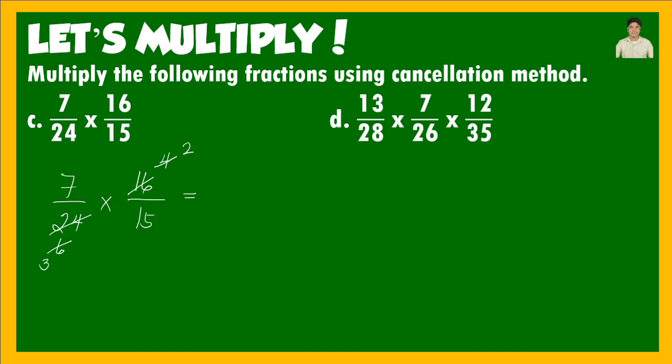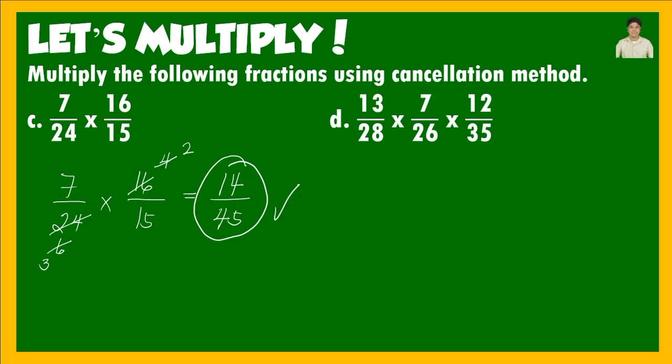Now, let us multiply the remaining factors. So, 7, hindi naman po siya nagalaw. So, 7 times 2, that is 14. All over 3 times 15, that is 45. So, our final answer is 14 over 45.